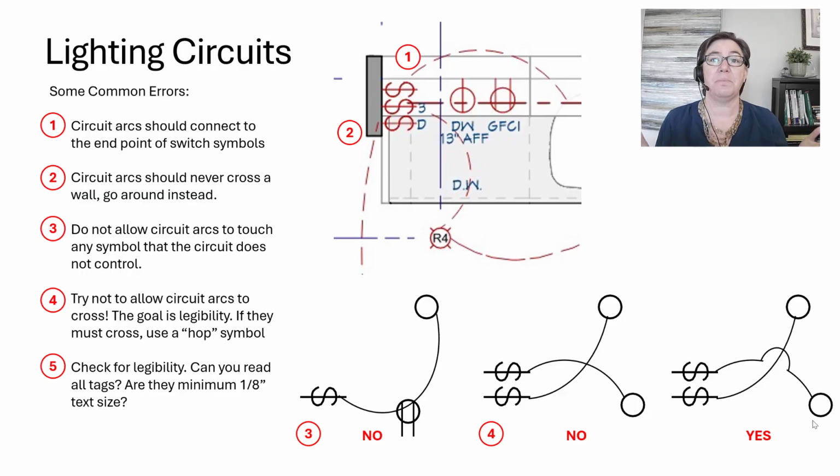Finally, check for legibility. Can you actually read all tags, or are they kind of covered up? All right. Are they actually the minimum 1/8 inch text size, or did that get shrunken down? All right. A lot of students struggle with the fact that a bank of switches like this is going to be larger graphically on the page than it is physically in your building. All right. That's accepted, that's known in the industry. You can go ahead and show those as wide as you like, and we understand that they are installed in one place.